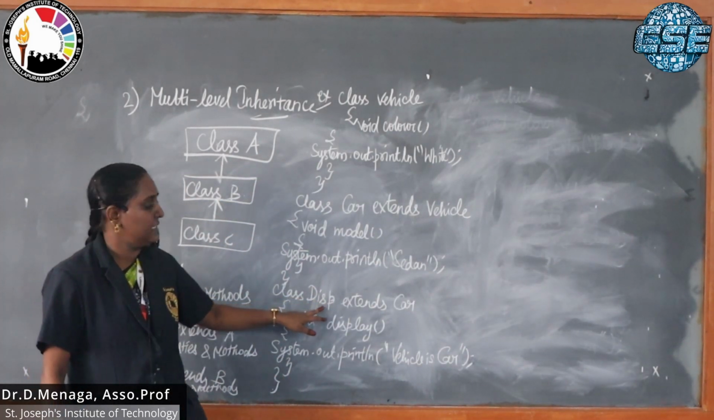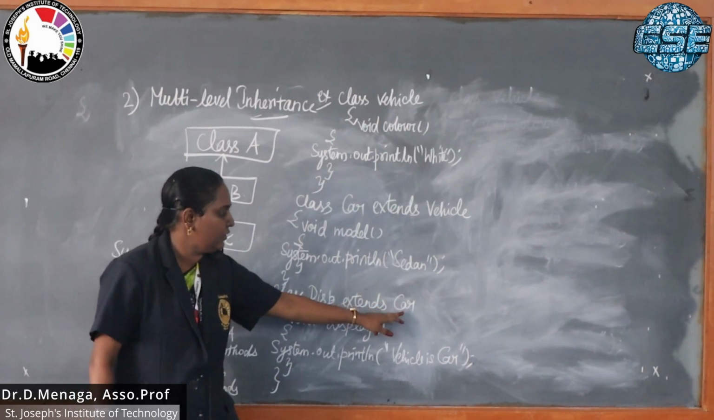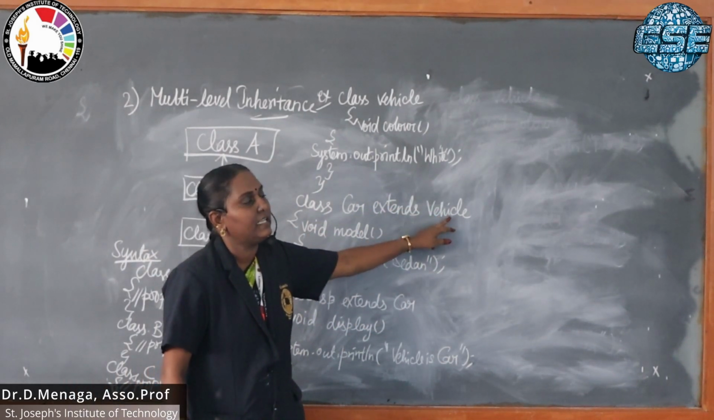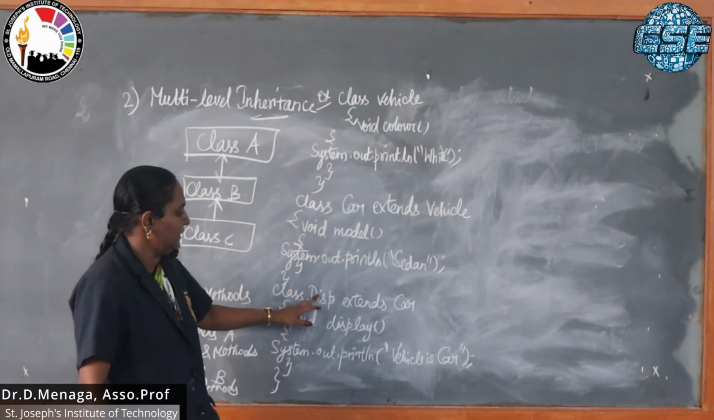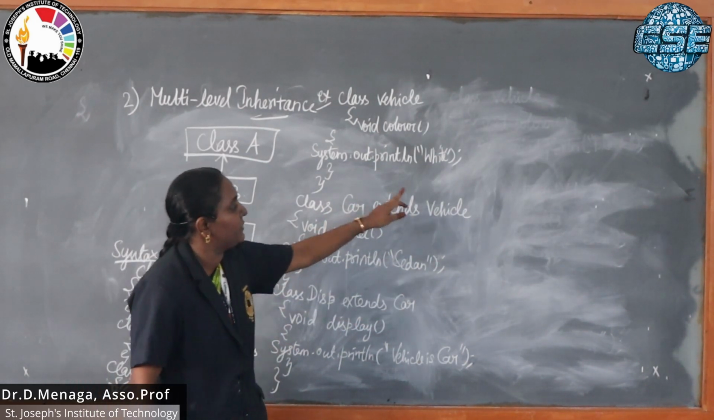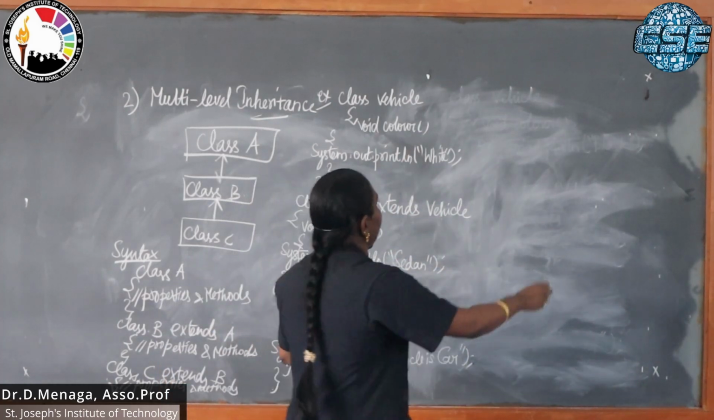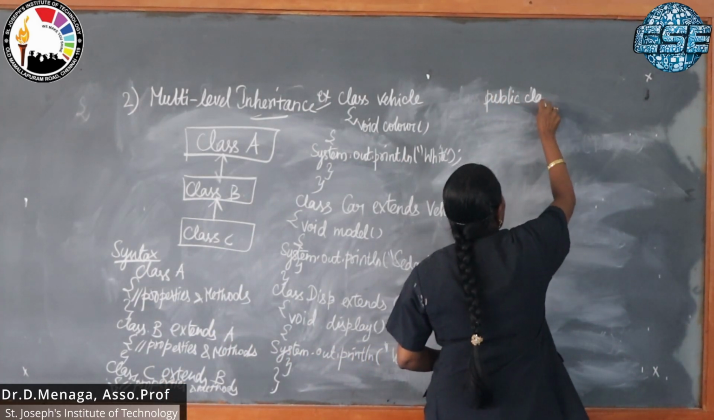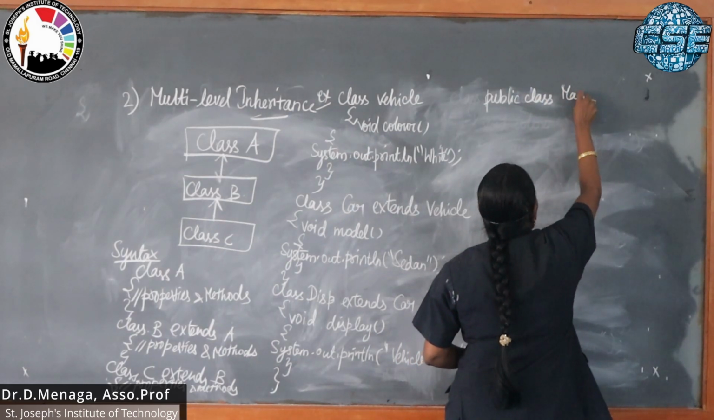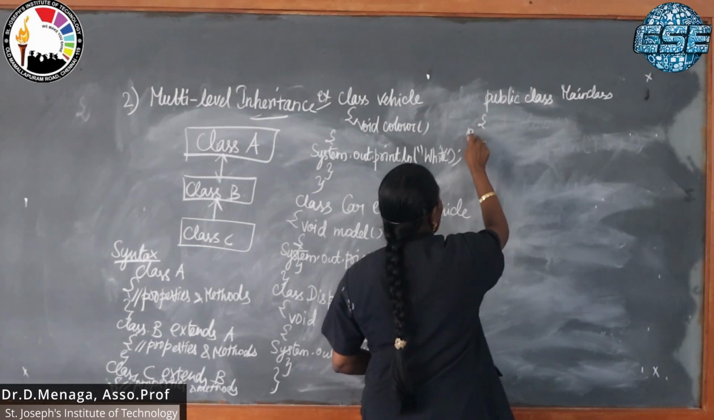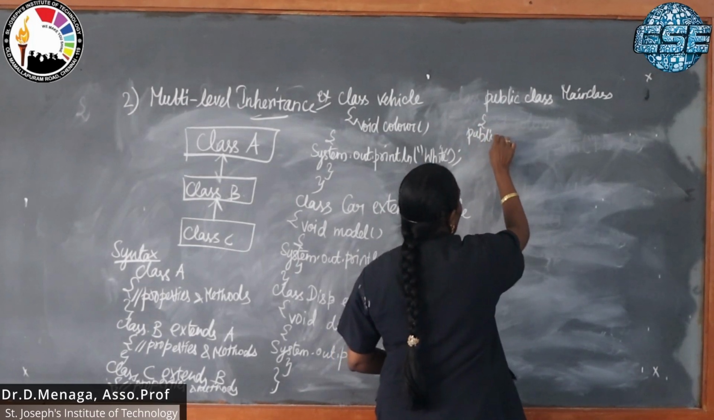This class display is nothing but that is going to inherit the methods of the class car, and then this car is going to inherit the methods of the class vehicle. Okay. So this is nothing but a derived class of the base class car, and this car acts as a derived class for this base class vehicle. Now I am going to create a main class. So in that we will have a main function.